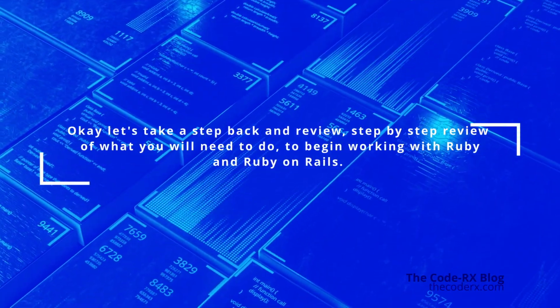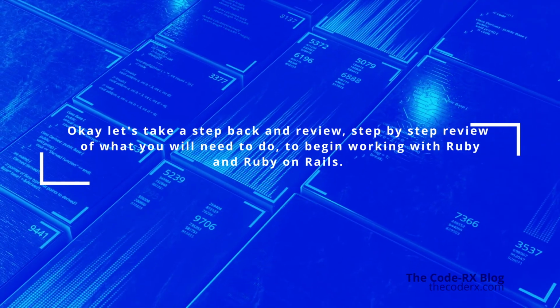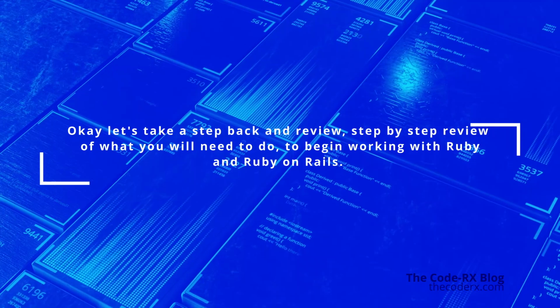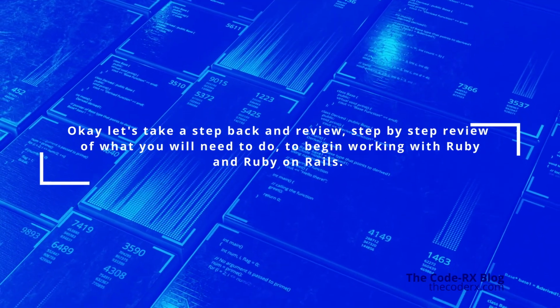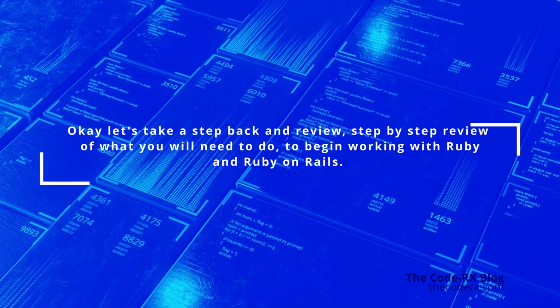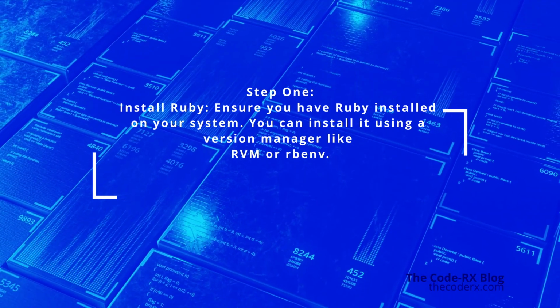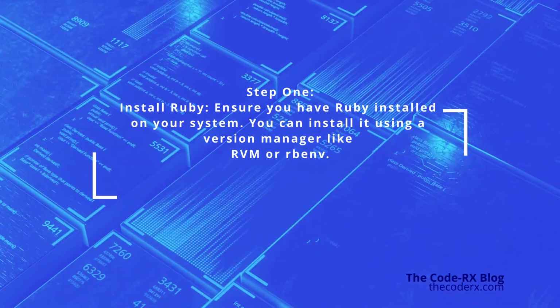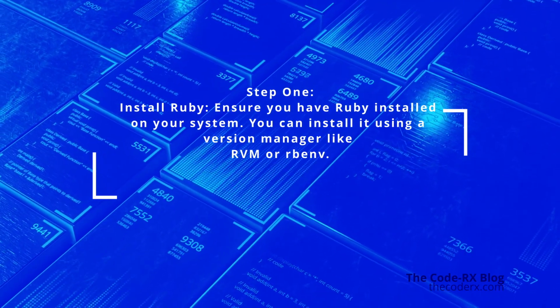All right, so now let's go ahead and take a step back and do a step-by-step tutorial to make sure you've covered all the bases so that you can start working with Ruby on Rails. So step 1, you're going to need to install Ruby. You have to ensure that you've installed Ruby on your system before you can install Rails. Now, you want to install it using a version manager like RVM or rbenv.